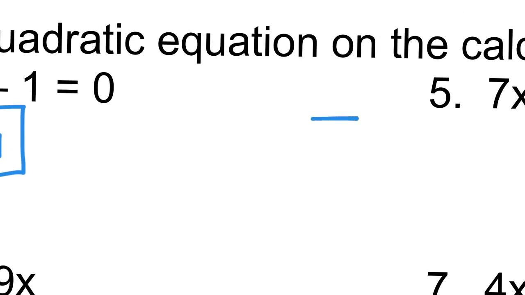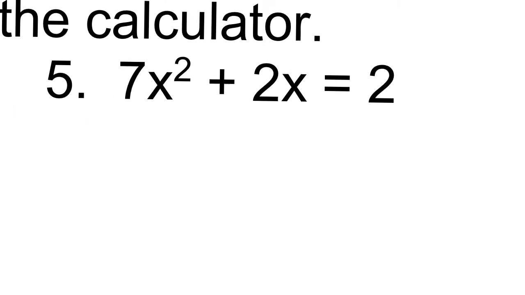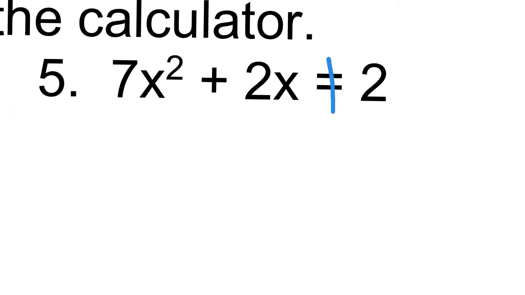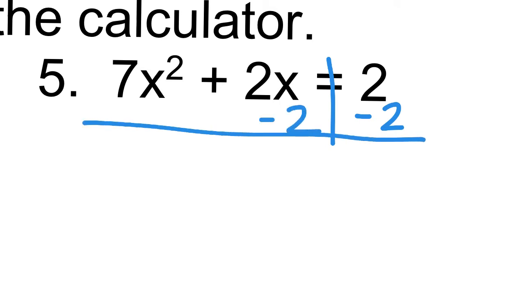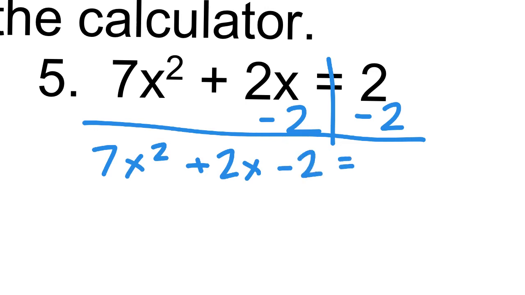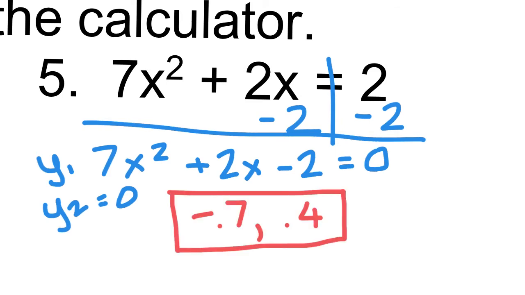Let's look at number 5. Number 5 is not quite ready to go because we need to get the 2 on this side so that this will be in standard form. So we have 7x squared plus 2x minus 2 equals 0. We'll put this in the y1, and remember in the y2, we'll put that equal to 0. Find the roots. Please pause the video here while you do so. So rounded to the nearest tenth, we have -0.7 and 0.4.